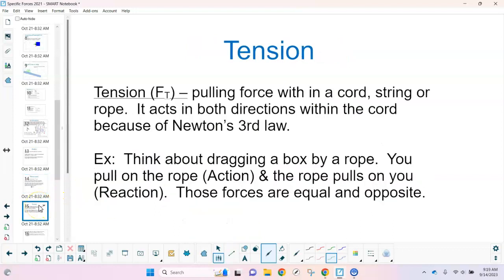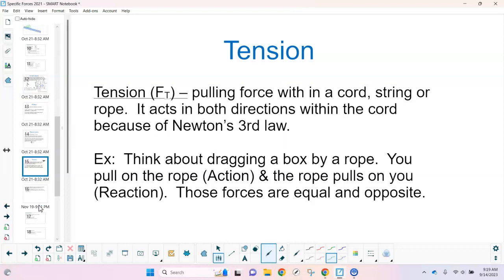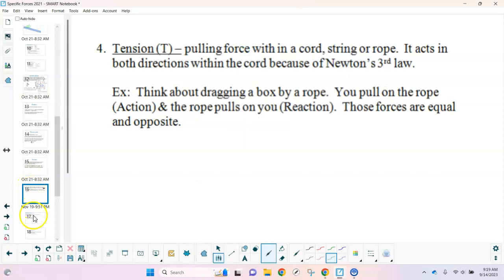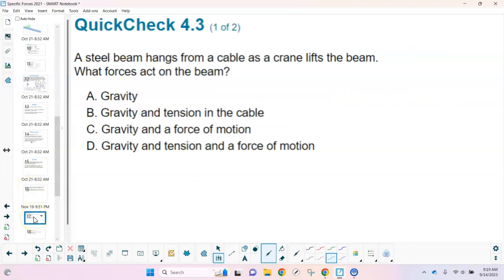Okay. Last type of force we're going to talk about is tension. Tension is just the pulling force in a rope or cord or string, and it's just like an applied force. It's just through a rope. Okay. Let's go ahead and do one more example or two, and then just see how you guys learn that.